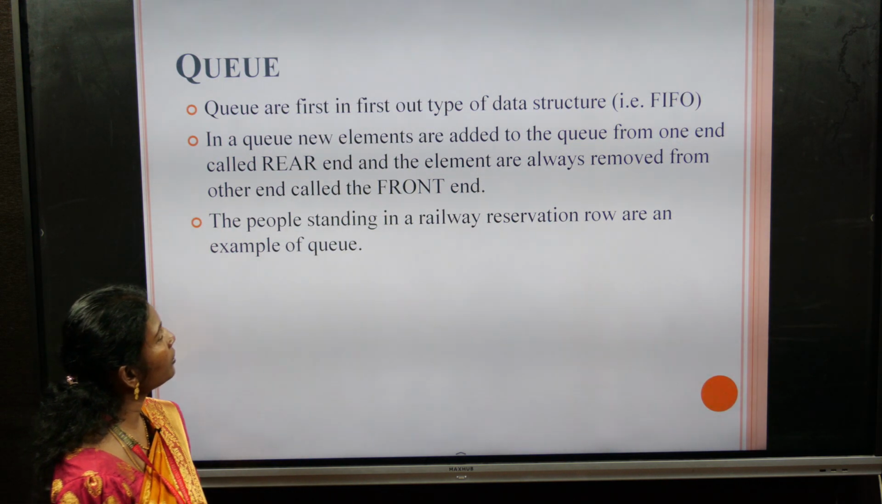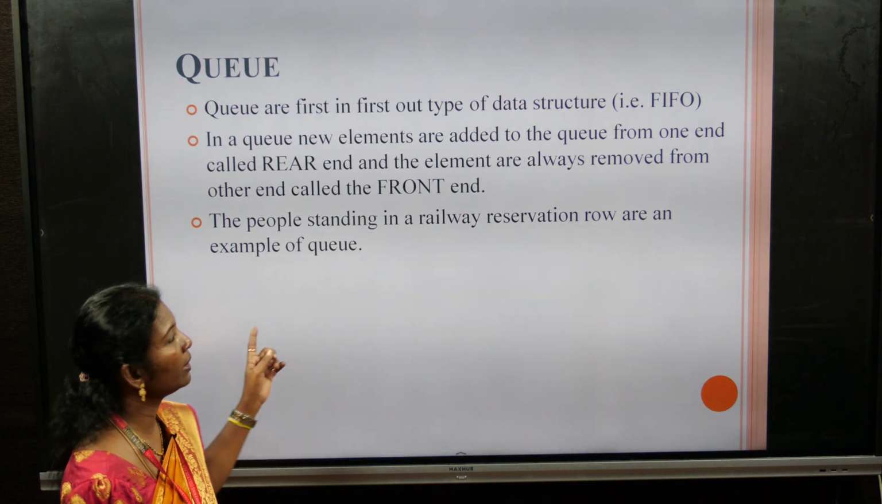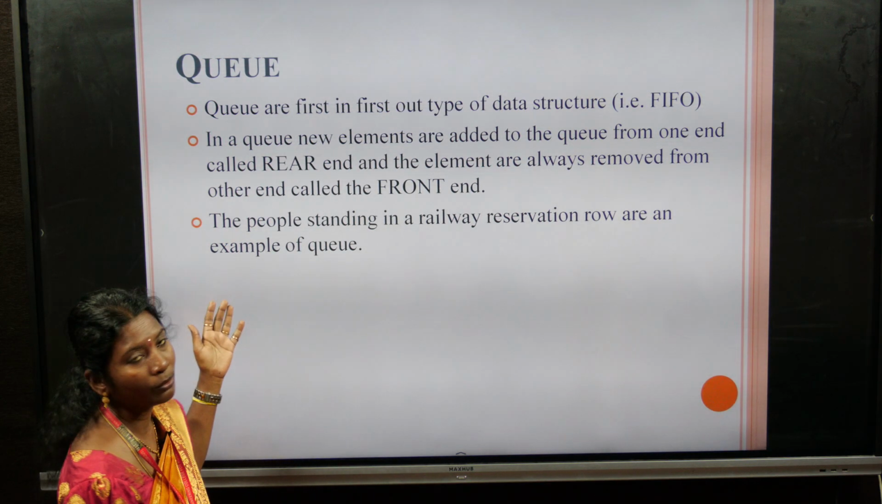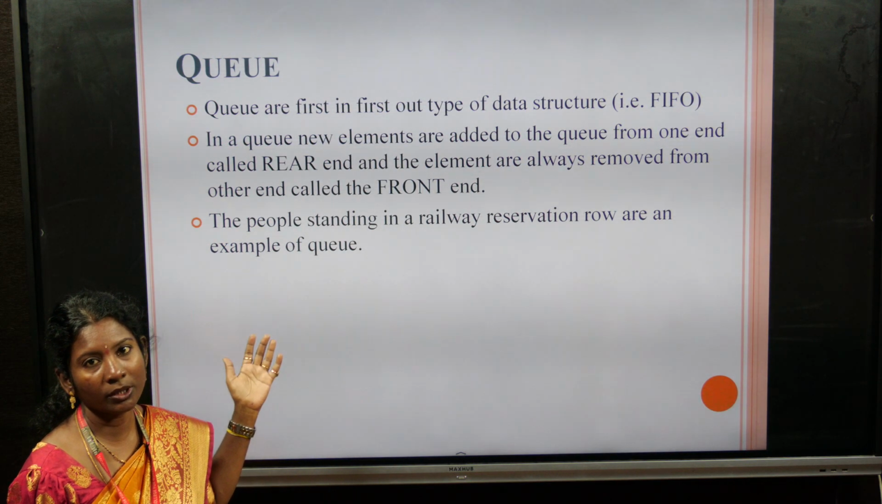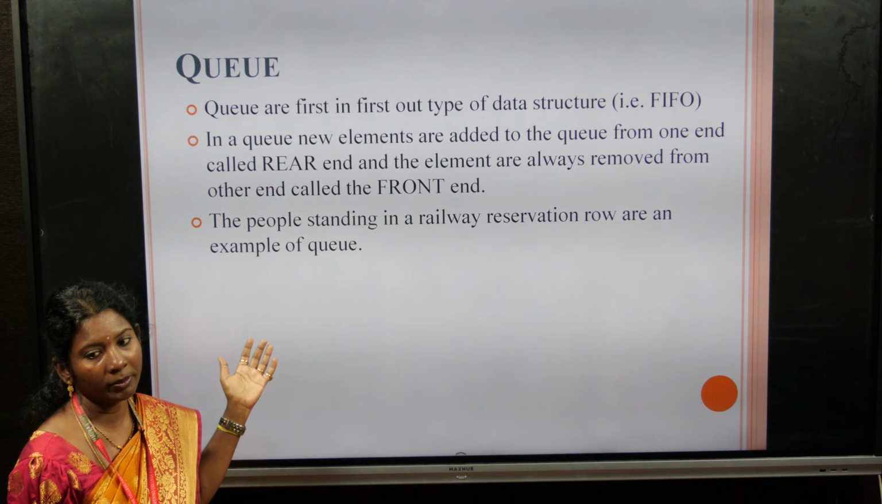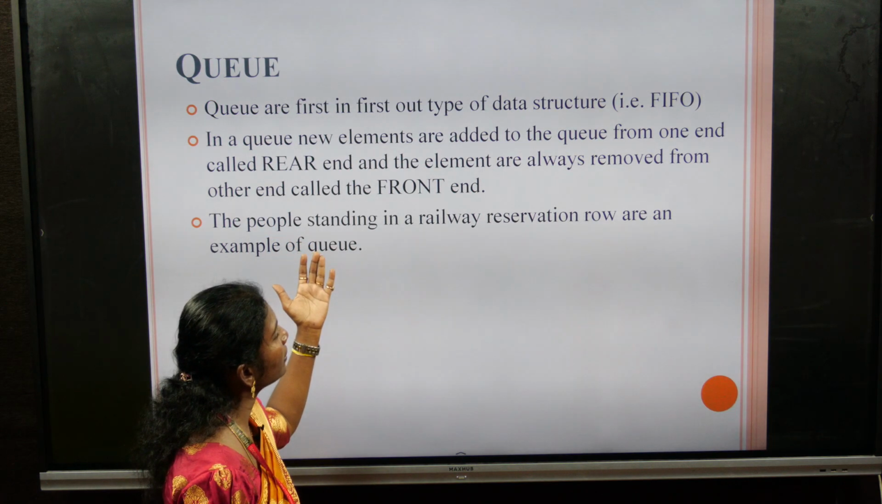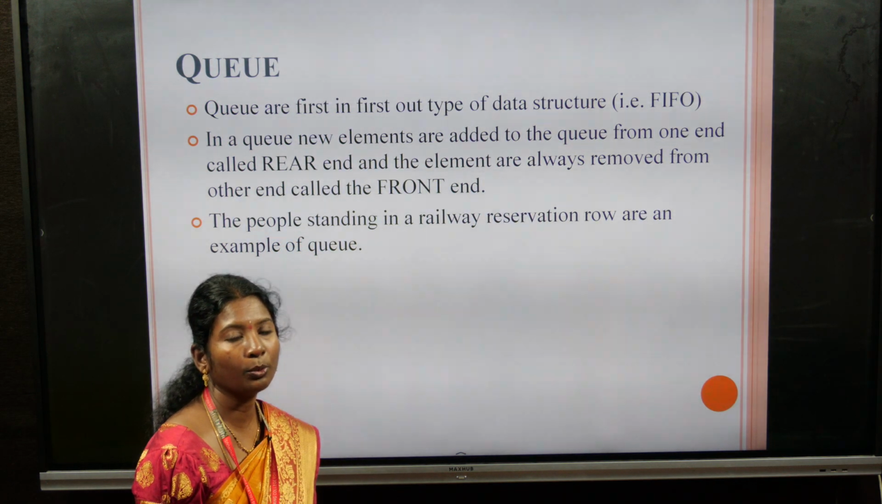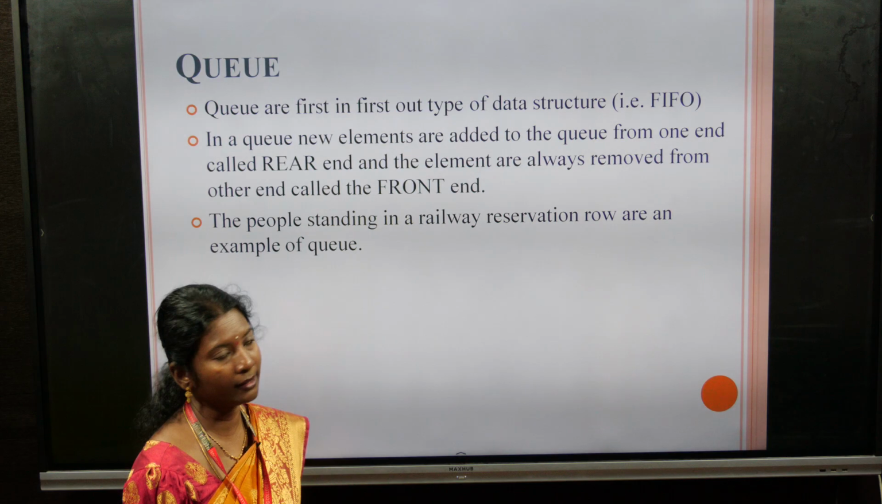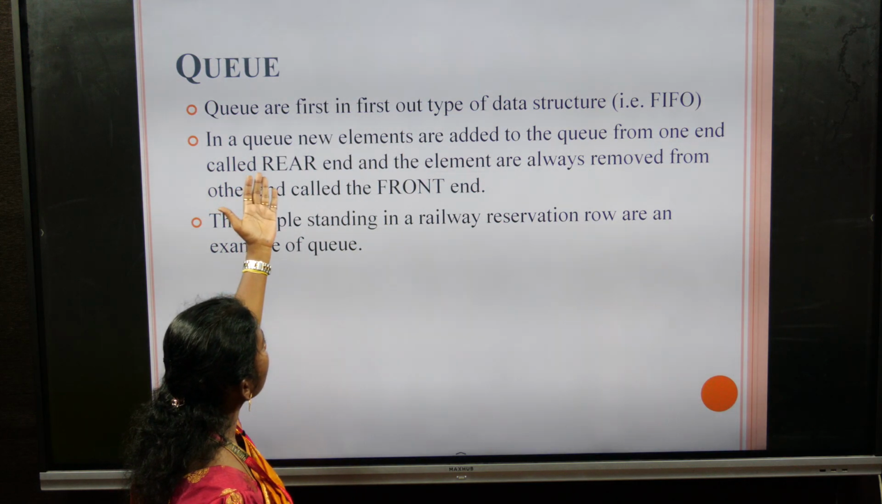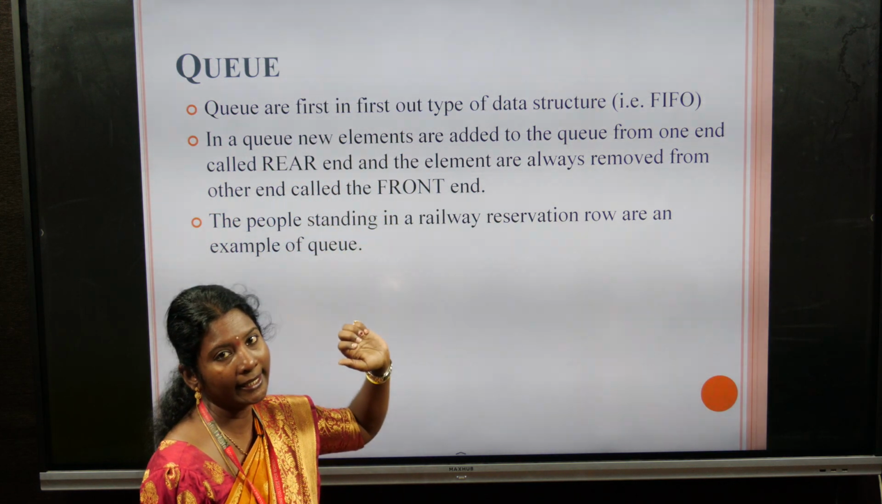So let's start the session with the data structures. We will start with the queue, and the queue is one of the examples of non-primitive data structures. The queue is a data structure in which we insert at one end and delete at another end. A queue can also be known as a first in, first out data structure.